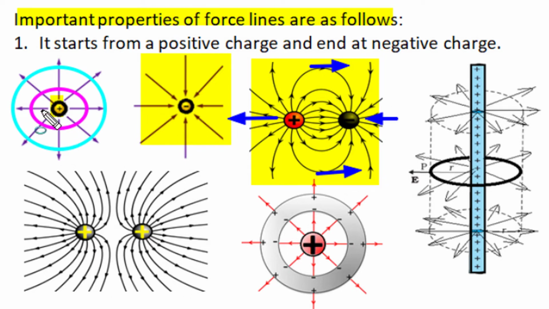In case of an isolated positive charge, if I make two circles of different radius, this magenta one with a certain radius and the cyan circle with double the radius, both will have the same number of force lines crossing their surface area. But the surface area of the cyan circle, having double radius, is 1/4 of the magenta circle's. So we found that the density becomes 1/4.